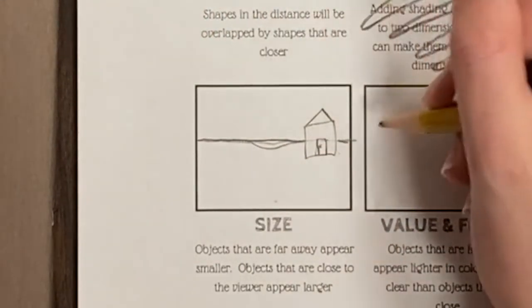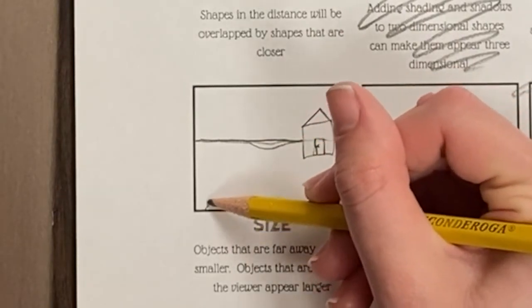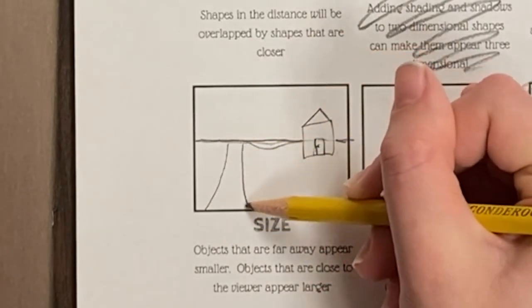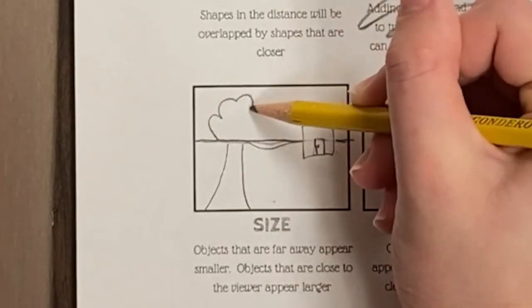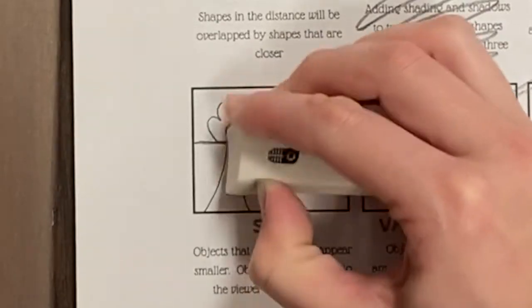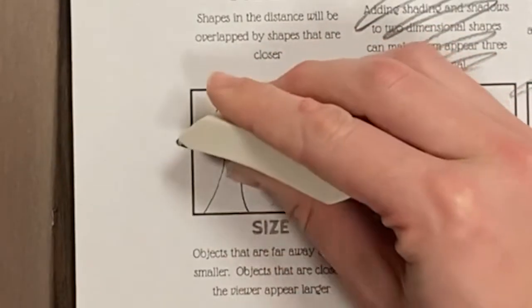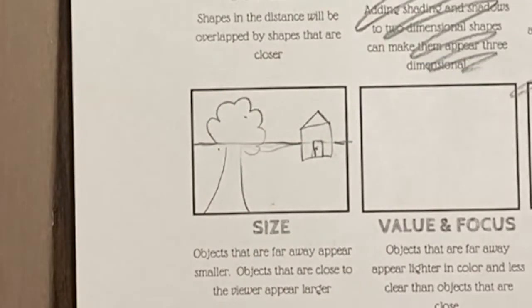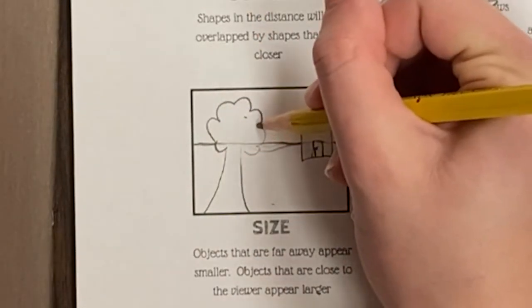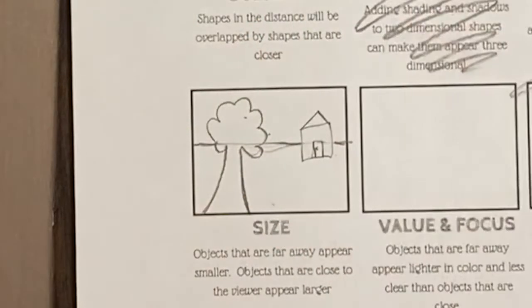And then, to show me that something is closer to me, I'm going to draw it big. So I'm going to draw a tree. Pretty big. It kind of takes up the whole front space of my drawing. Erase the horizon line. So my tree is closer to me because it's bigger, and the house is far away because it's smaller and in the background.